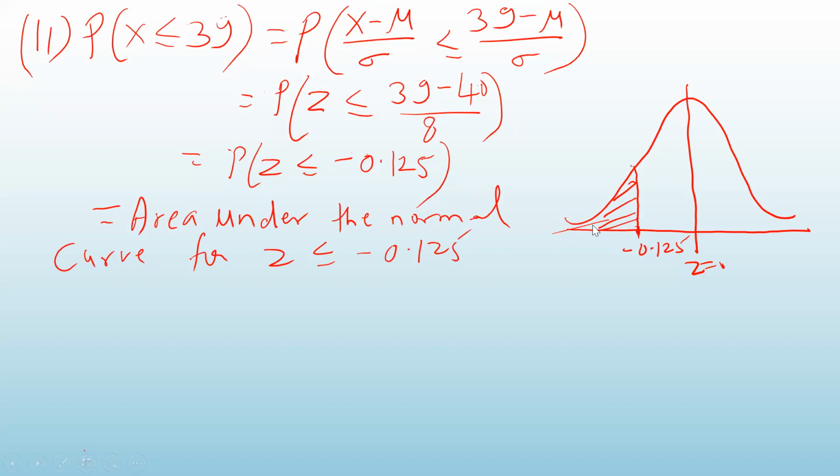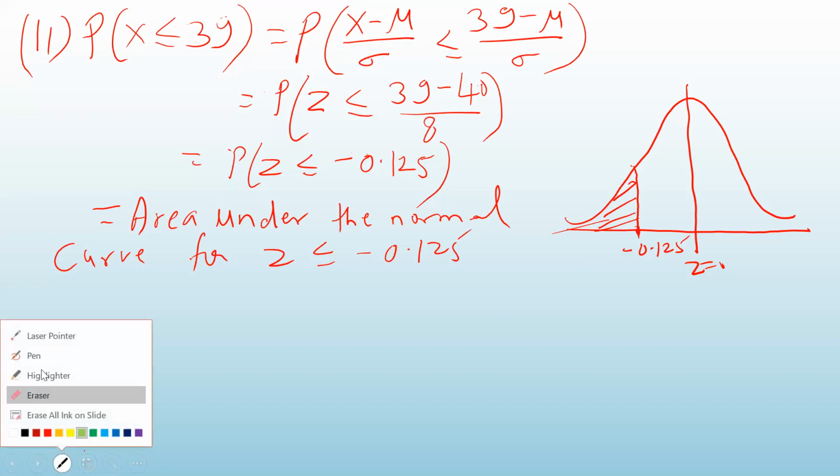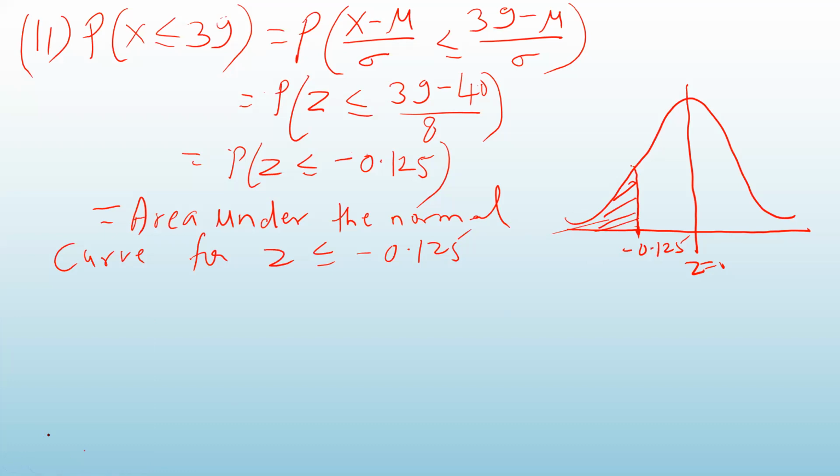Now apply the same logic, or the property. What is that property? It says that if you want this area, then it is equal to, let me first write it down and then I will explain it, 0.5 minus the area between z equal to 0 and z equal to 0.125.